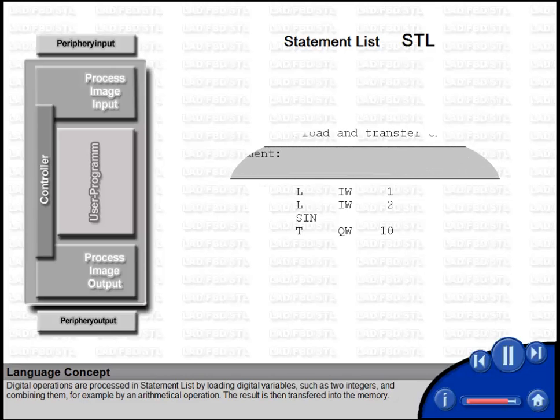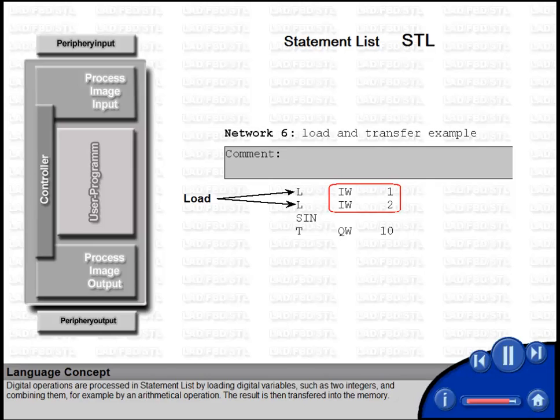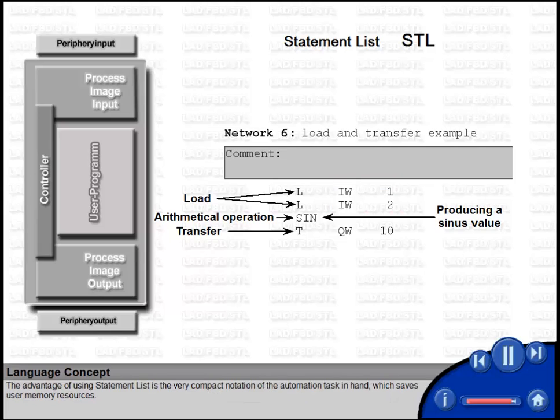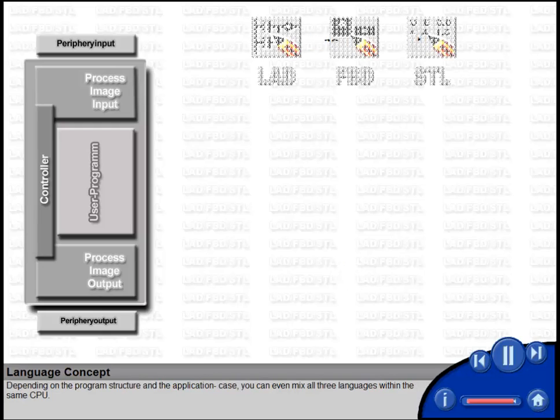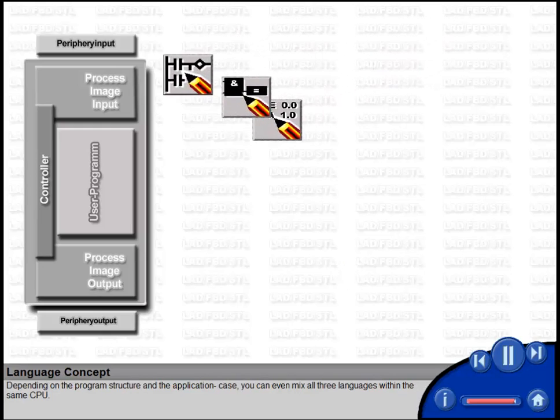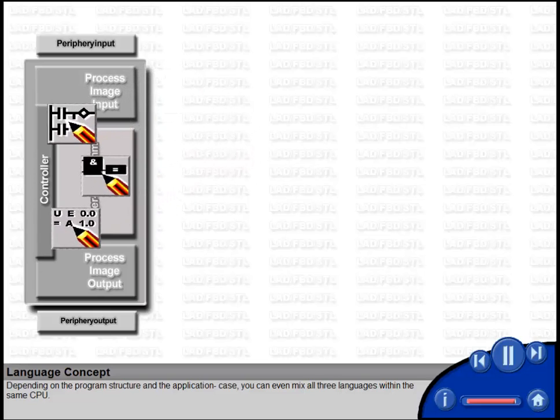Digital operations are processed in statement list by loading digital variables, such as two integers, and combining them, for example, by an arithmetical operation. The result is then transferred into the memory. The advantage of using statement list is the very compact notation of the automation task in hand, which saves user memory resources. Depending on the program structure and the application case, you can even mix all three languages within the same CPU.